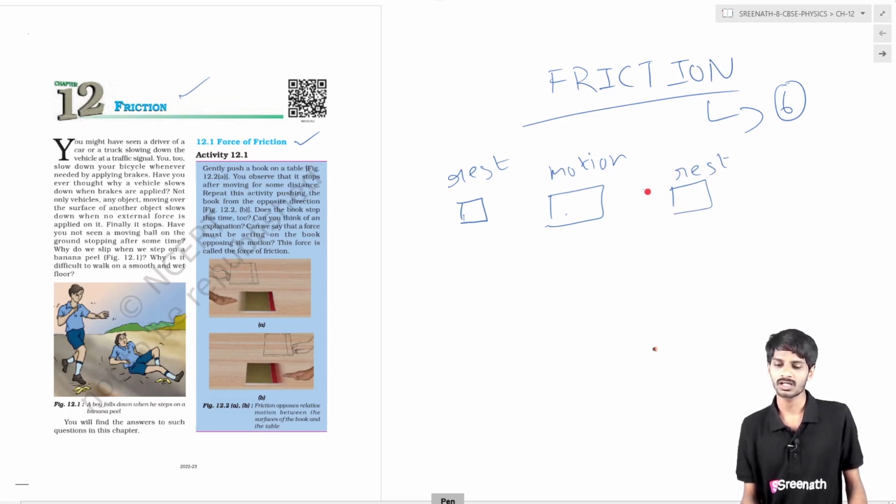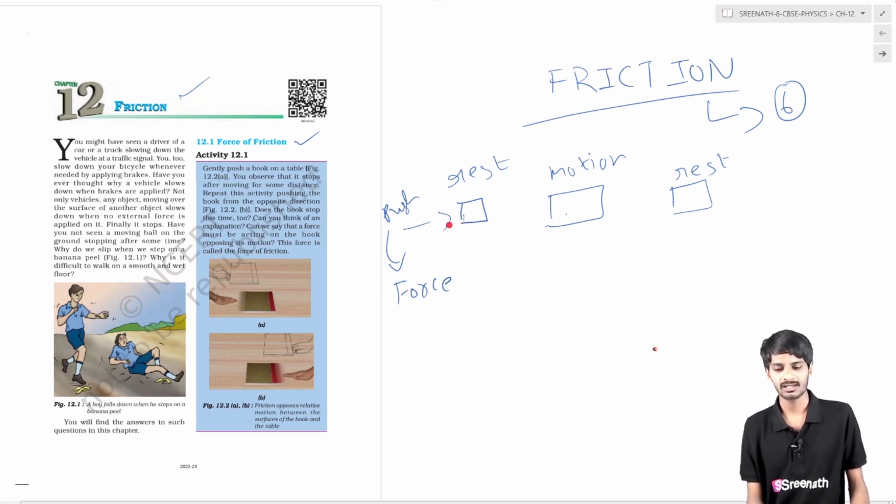Okay, basically what we have done here, we have pushed. So what is push called? Push or pull is called nothing but force. So we have pushed the book here, which means we have applied the force. So what has force done here? Force changed its state from rest to motion.